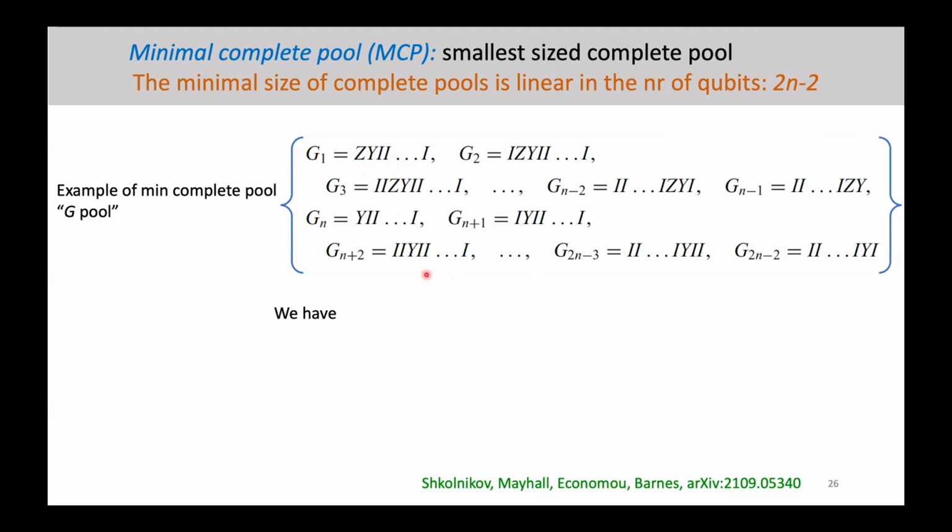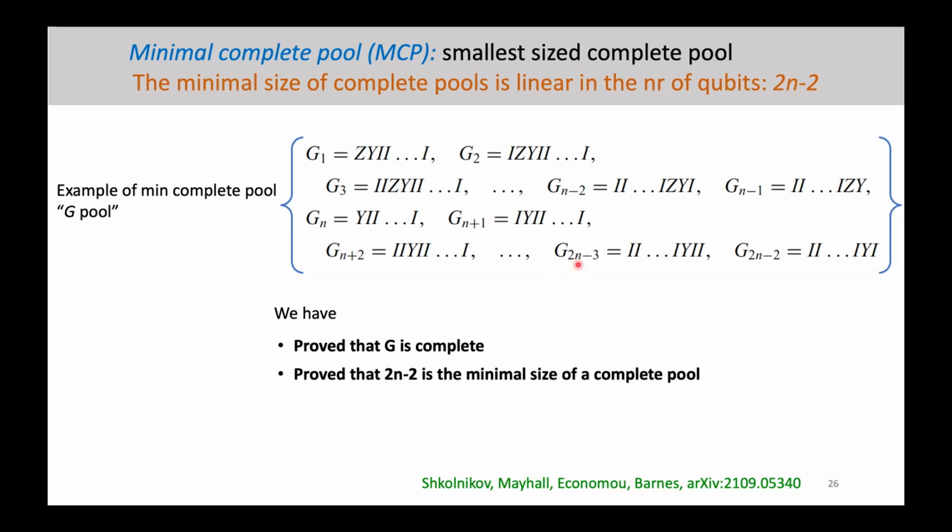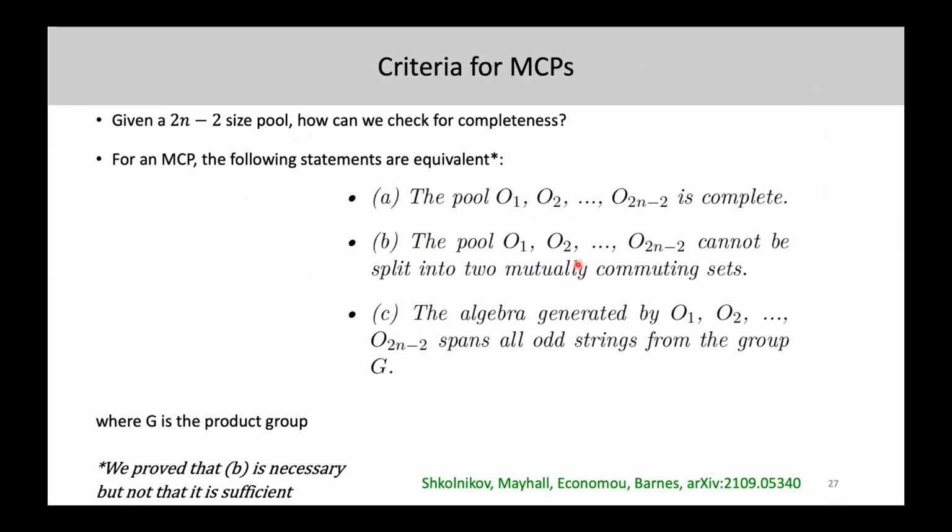And in the work shown here at the bottom of the slide, we have proven several things about these minimal complete pools. First of all, that this particular pool is complete. We've proved that 2n minus 2 is the minimal size of a complete pool. We found 3 different criteria for identifying when a given pool is minimal and complete. And we've shown how to incorporate symmetries into these minimal complete pools. So I'm not going to go through all the details of the different proofs. I will flash briefly for a moment what these three different criteria are for how you can tell if a given pool is minimal and complete.